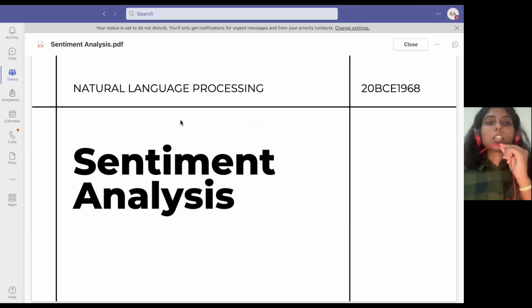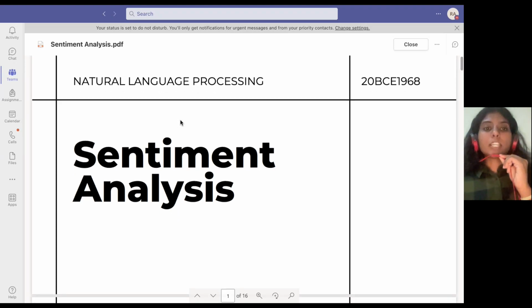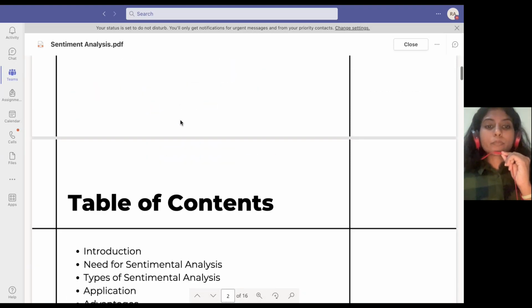So, natural language processing. Natural language processing is a branch of computer science which deals with the text and words that can be understandable by the computer in such a way like how humans understand it. So one of the applications of natural language processing is sentiment analysis.